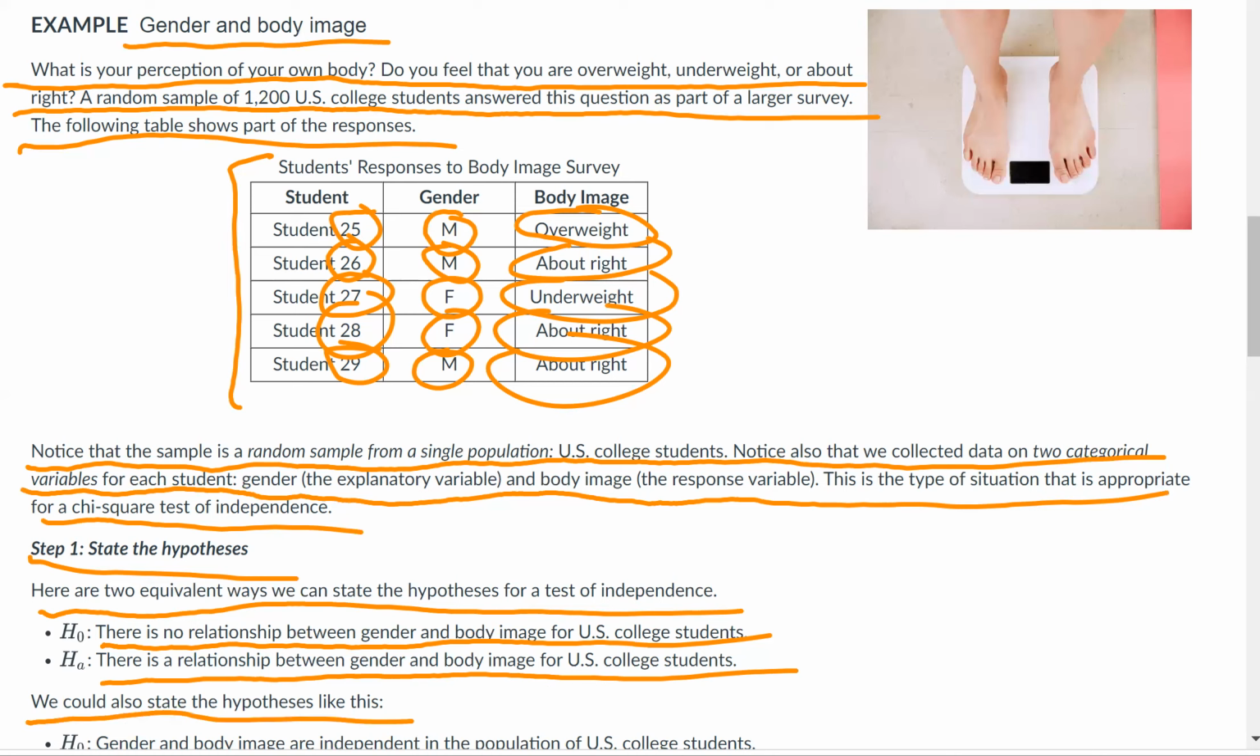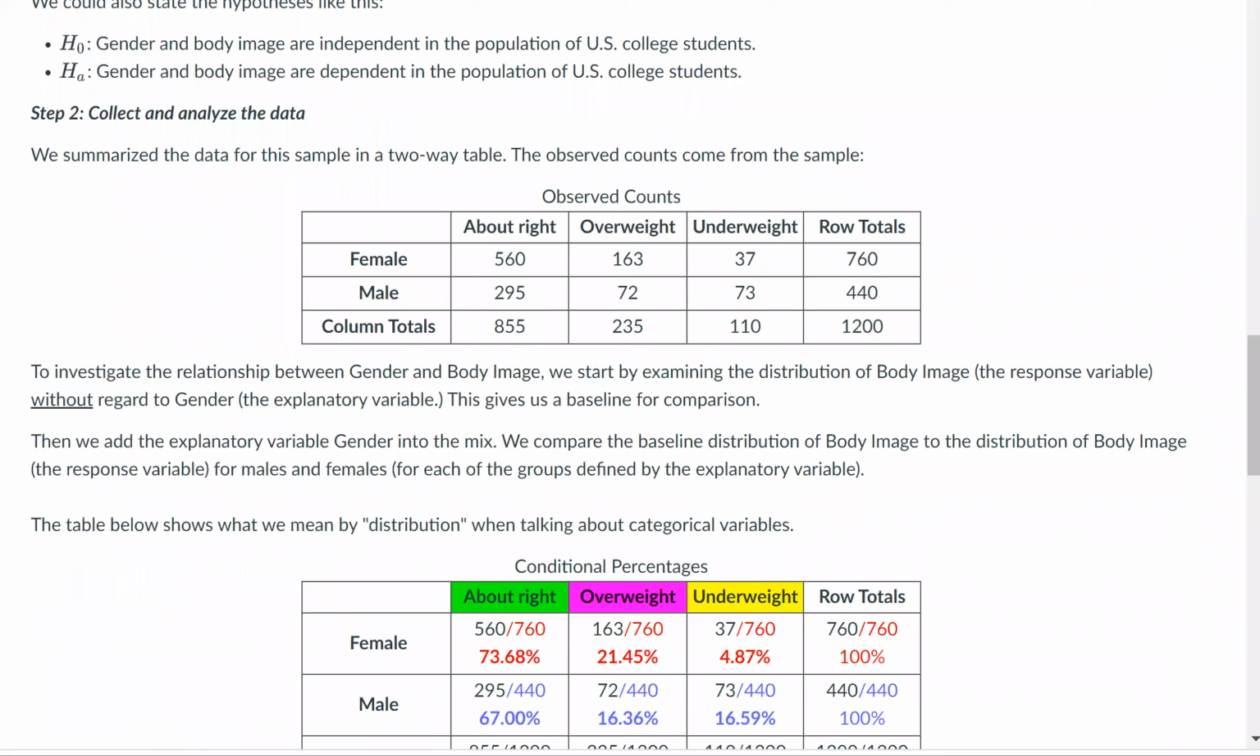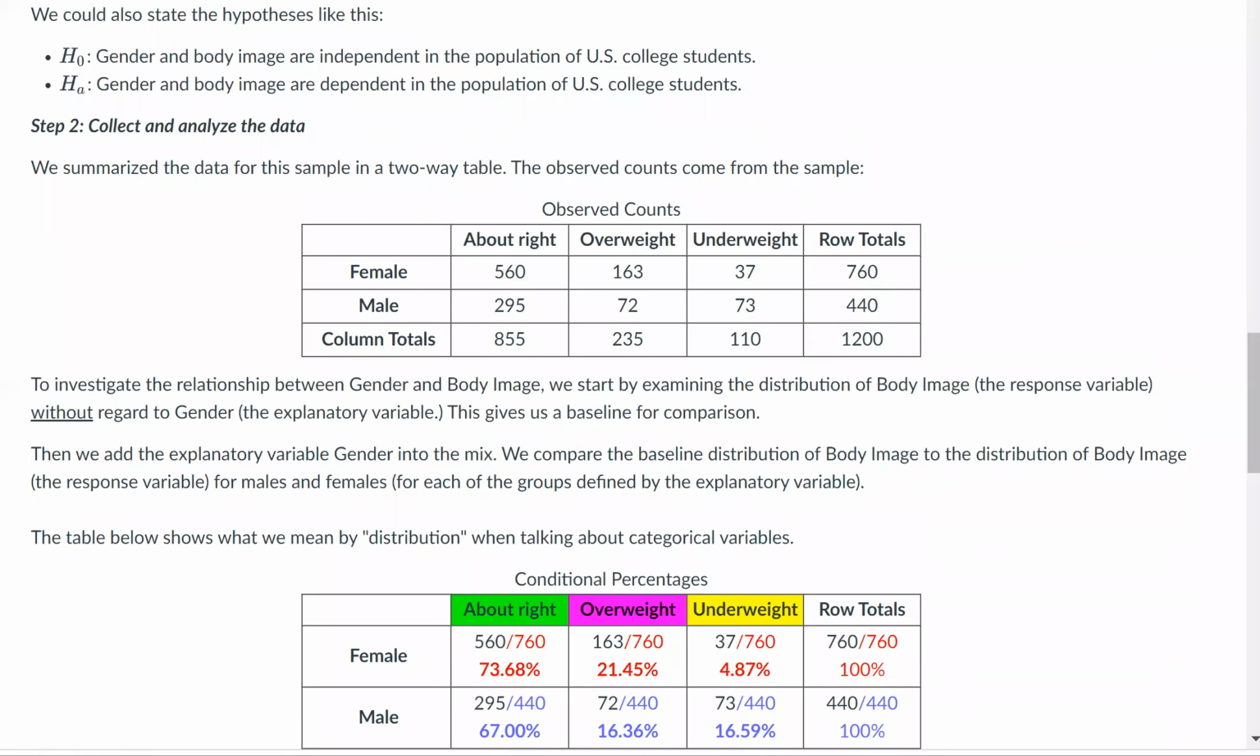But we could also restate the hypotheses this way, listed here. First, the null hypothesis could say gender and body image are independent in the population of US college students. The alternative hypothesis could say gender and body image are dependent in the population of college students. So either way we define them, they both mean the same thing.